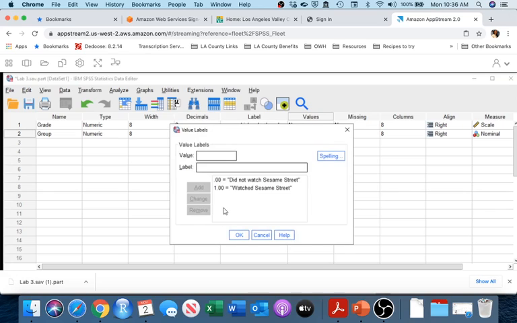Okay. And then our values. I put these labels in already. So a value of 0 is did not watch Sesame Street, and then a value of 1 is watched Sesame Street.